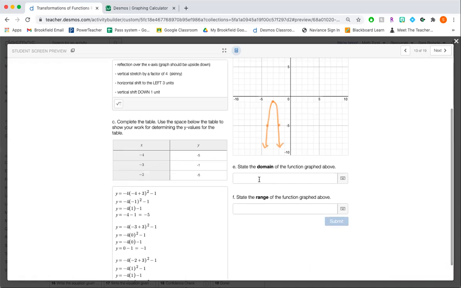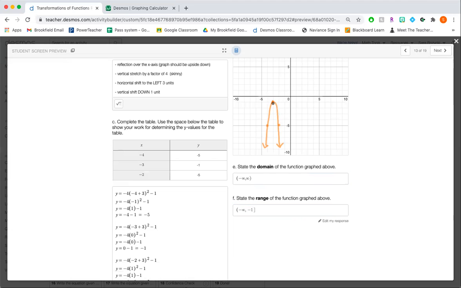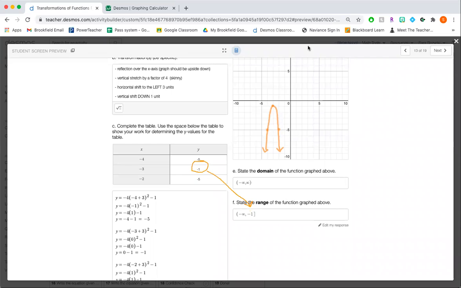My domain here for all quadratics is -infinity to infinity. This graph, we go bottom to top. Since this is going down forever, it's going to come from -infinity. That is the smallest possible y value here, and it's going to stop at -1. And I can tell that right from my graph. I can also tell that from my table. That is the largest y value here. So all of that matches up.